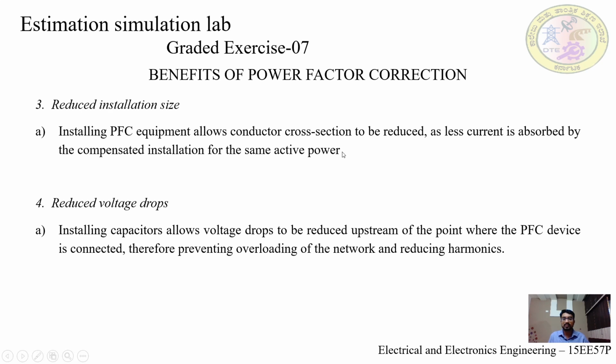Next, reduced installation size. Since the current drawn is less, a small size conductor will be sufficient when compared to a large size conductor without power factor correction. Next, reduced voltage drops. By installing the power factor correction equipment, the voltage drop that was taking place earlier can now be reduced. With that, we can avoid overloading of the network, and also we can reduce the harmonics.